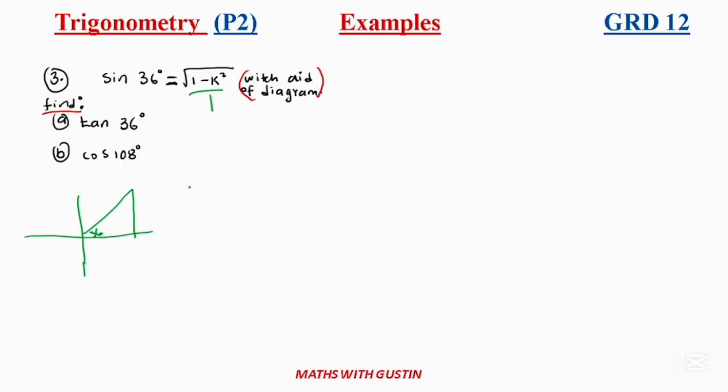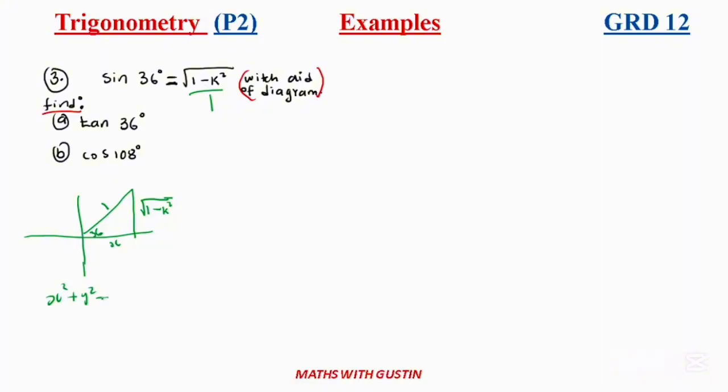Even though they don't say it, this is one of the trickiest things that they use in grade 12 when they say use a diagram, right? So now you said it's going to be what? Opposite over hypotenuse. So it's going to be this one, and therefore opposite it's 1, square root of 1 minus k squared. Now, are we going to need the adjacent? Yes, we are going to need it. So we're going to use Pythagoras theorem to find this adjacent here.